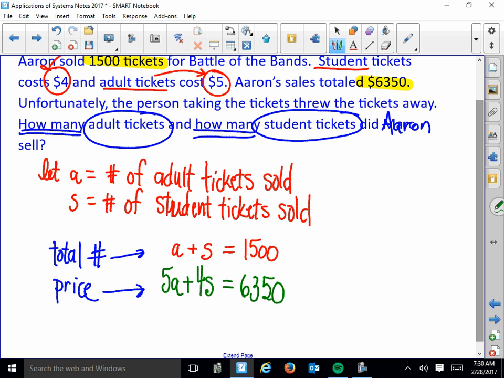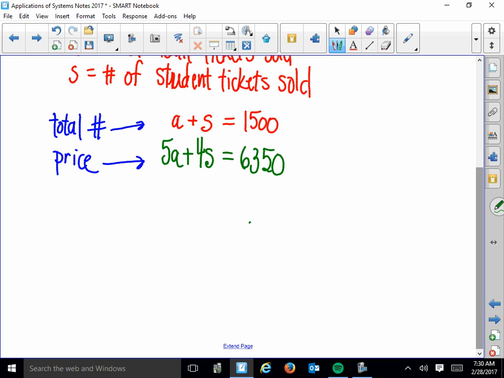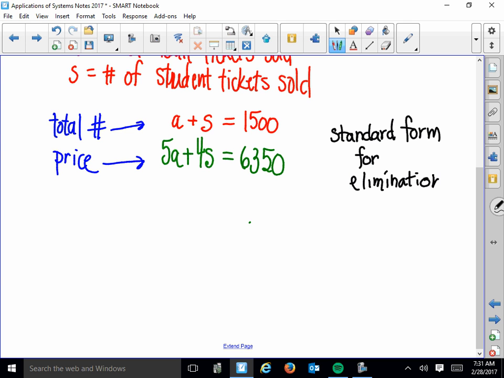$6,350. So at this point, if you don't have a calculator out, go ahead and get out a calculator. And as I compare my equations and try to determine whether I should be using substitution or elimination, the very first thing that I'm going to look at is the form of both equations. Both of these equations are in standard form. They are set up perfectly for elimination. So that's the method that I'm going to choose.